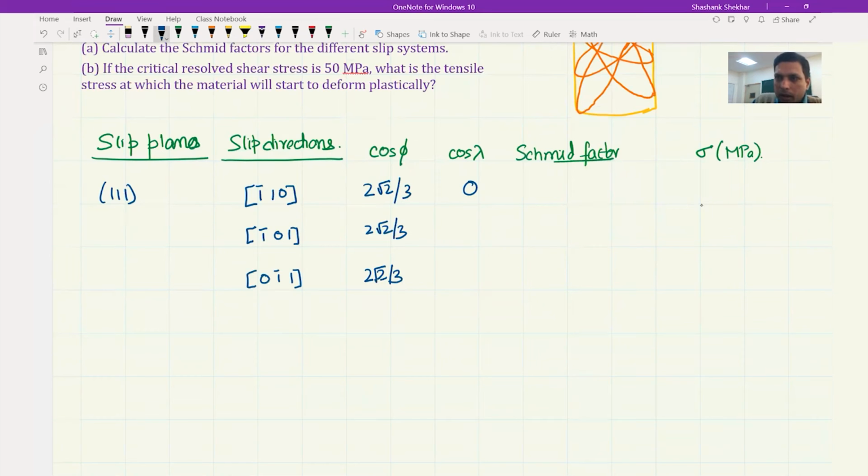0, and here we'll get root 3 by 6, root 3 by 6. So again, I'm not going through the equation. You would use the same equation that we used in the previous example, and you can find cos phi, and similarly you have found cos lambda, and then you take the product to find Schmidt factor. So this is 0, this is root 6 by 9, this is root 6 by 9. I'm not finding the sigma values. I will do it only for the one which comes out to be the lowest.